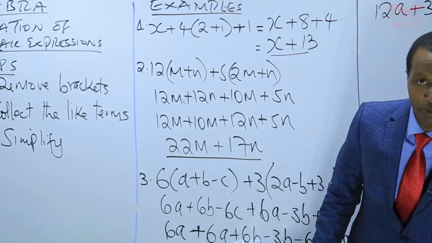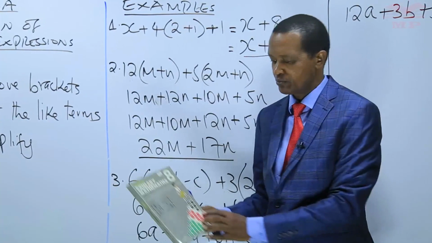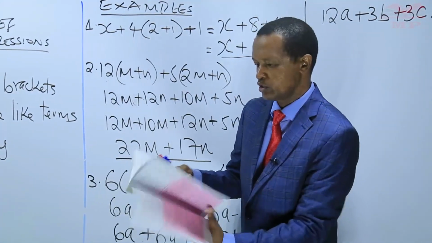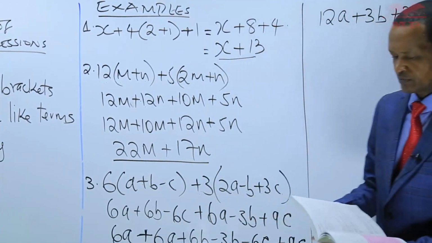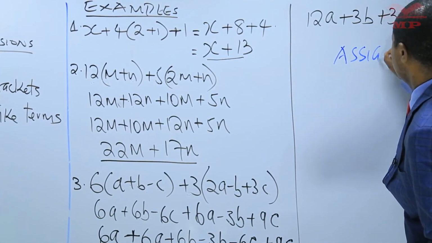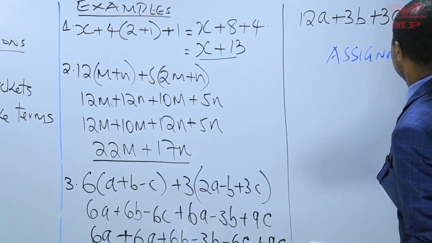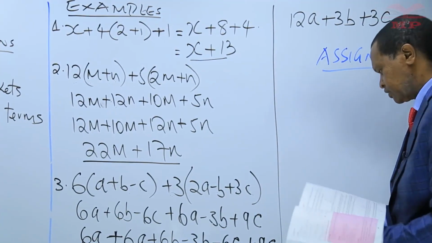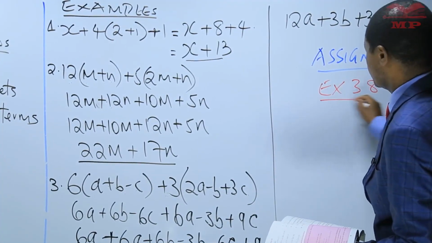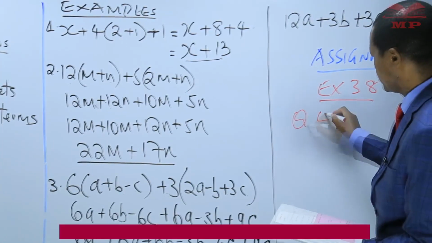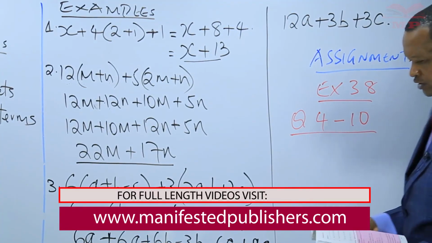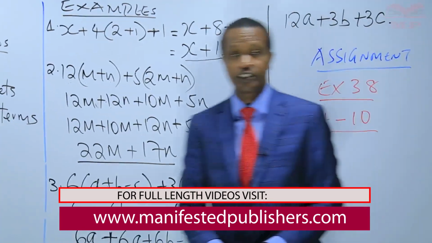Before we take a break, I'm going to give you an assignment from the pupil's book. This is your book, pupil's book. This is your assignment. Let me write assignment. Go and do exercise 38 from the pupil's book, question 4 up to question 10. That is your assignment. Make sure the assignment is done before attending our next lesson.